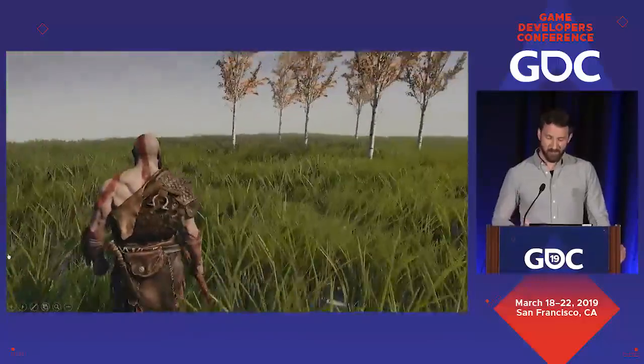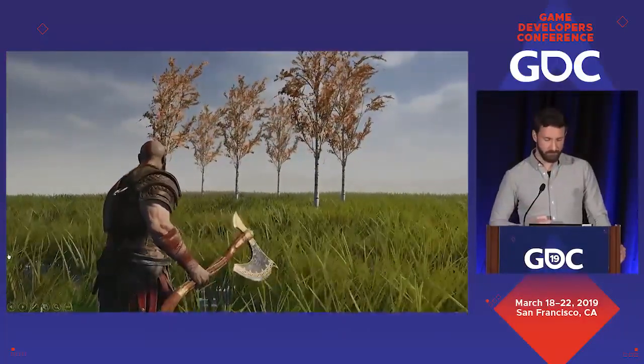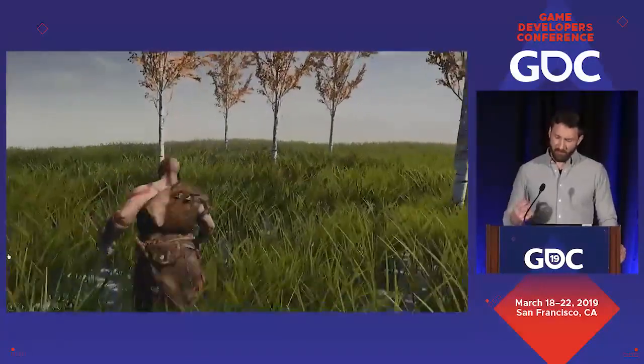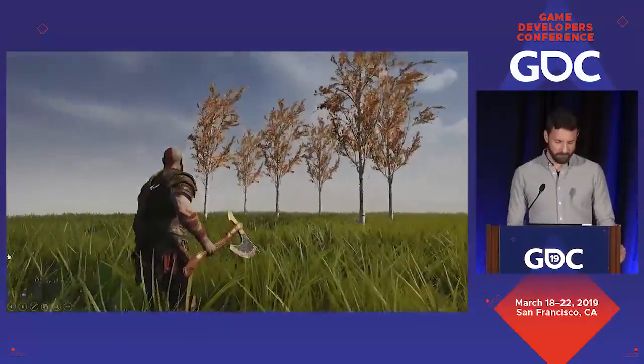Here's that simple wind system in one of our wind test scenes. Now this looks fine. It's certainly shippable, but it's lacking a level of interactivity and dynamism.